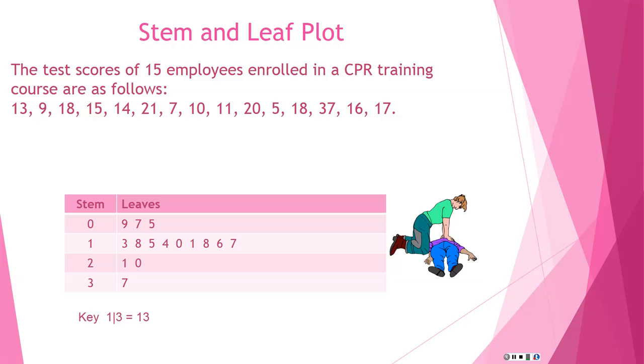And what I want you to notice here is that 3, 7 represents 37. And 1, 7 represents 17. That means we have a 21 and a 20. Okay? So we could recover those numbers from the graph itself.